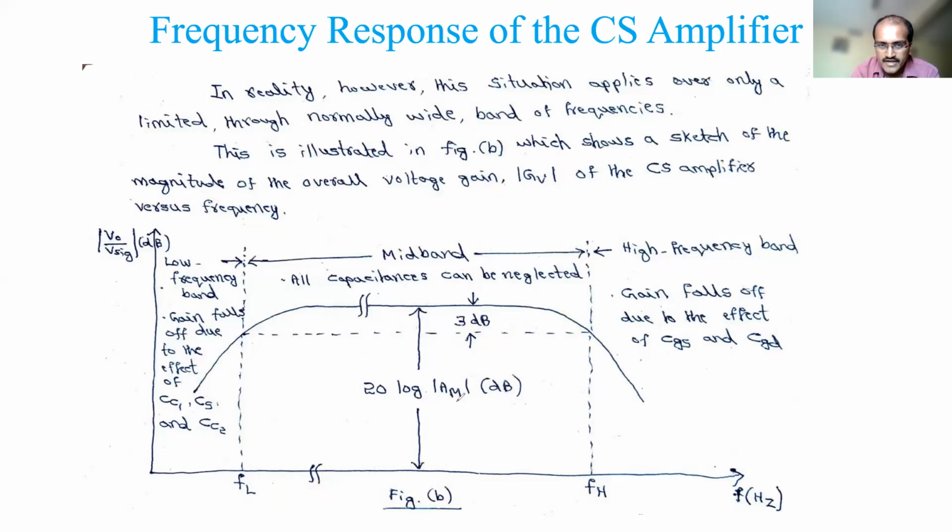And this is the mid-band gain AM. We will be deriving this expression. If you take 20 log of that value, it will be expressed in dB. Why we use the dB scale, we have discussed earlier. Again, we will see that when the time comes. Fine, we'll move further.